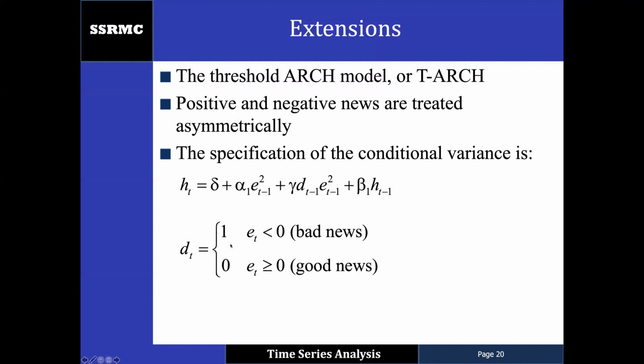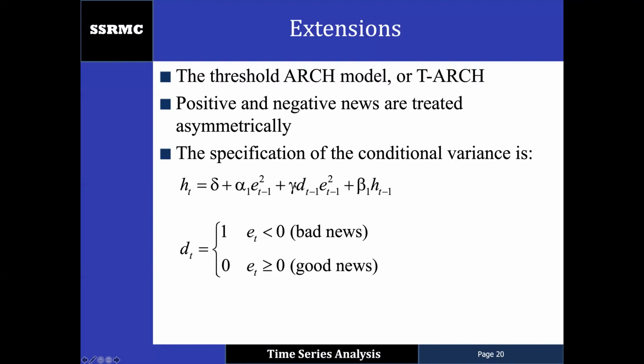So D here is a dummy variable, or an indicator. It takes a value of 1 and 0 only. It equals 1 when we have bad news. It equals 0 when we have good news or otherwise. So we focus on bad news, and you can expect that this gamma should be positive if this assumption is true, which means when we have negative news, our response will be stronger.